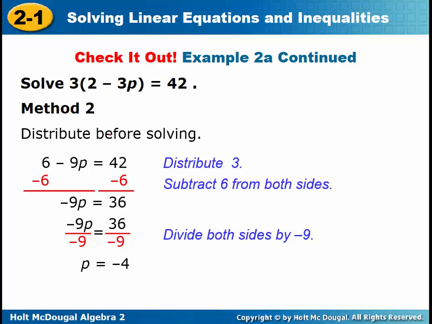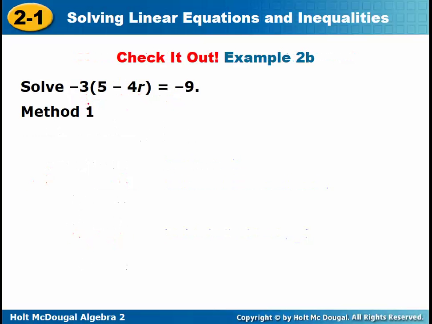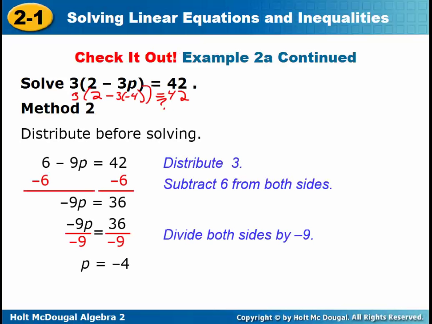Let's check this one. So we would have 3 times 2 minus 3 times -4. And then I would do this part and get 12. So inside the parentheses I'd have 2 plus 12. And 2 plus 12 is 14. And 3 times 14 equals 42 because we just saw that on the last screen, so it checks and we got the right answer.